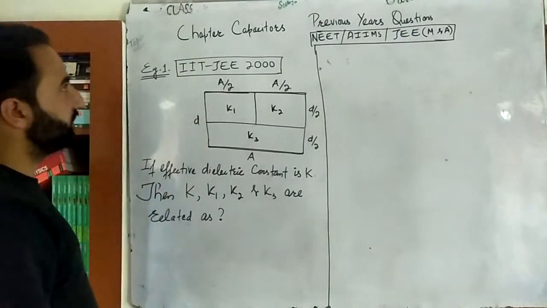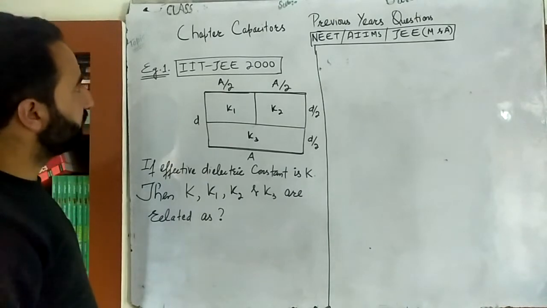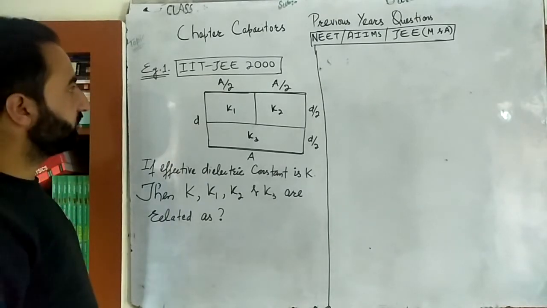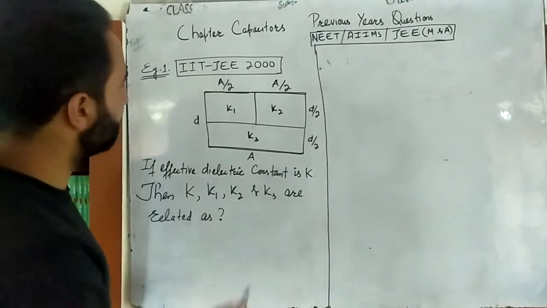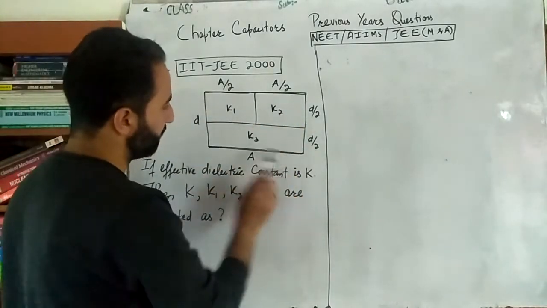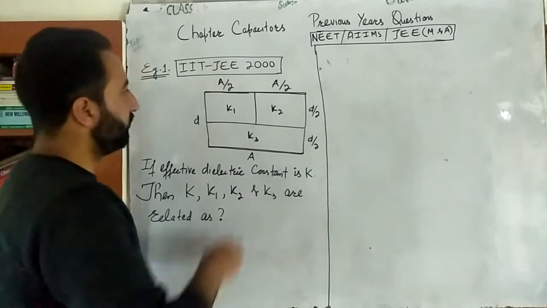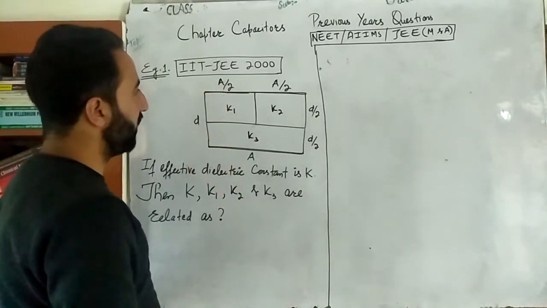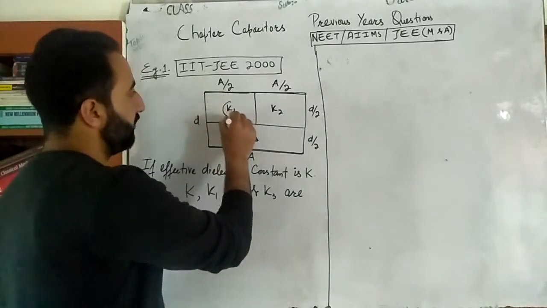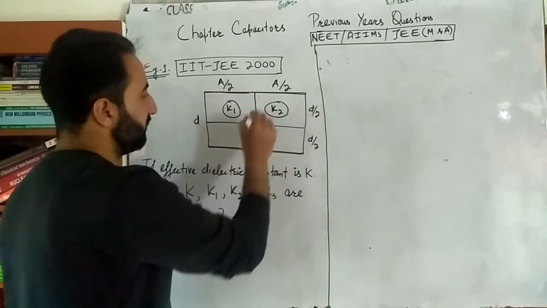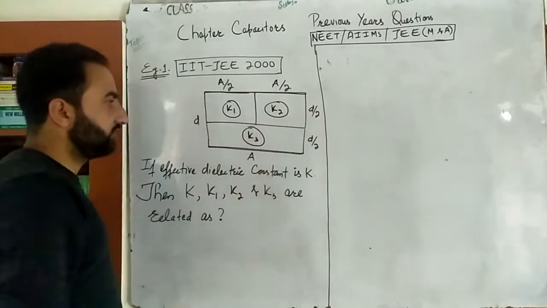It was asked in the IIT JEE 2000, which is now called JEE Advanced. Now the question is like this: these are two parallel plate capacitor plates whose area is A, and dielectrics are inserted in between the two plates. This is one slab whose dielectric constant is K1, this another slab whose dielectric constant is K2, and this third one has dielectric constant K3.